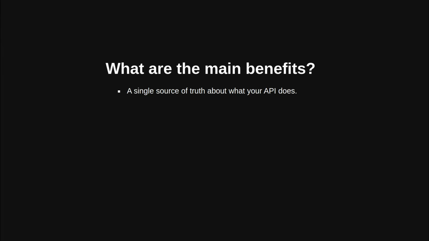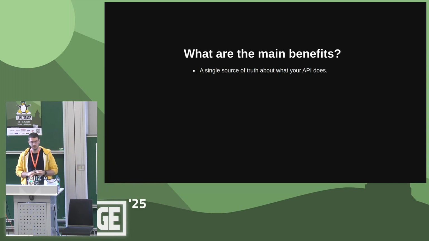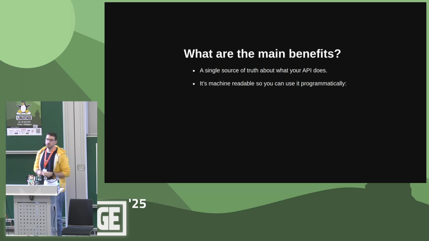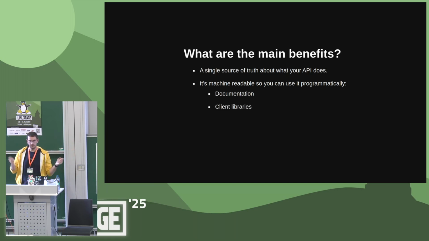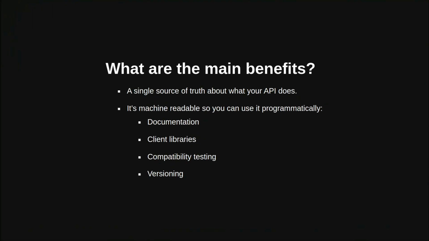So, main benefits, as I said, we have a single source of information for the definition of our API. And also, this is a document that is machine readable. So this means we can use it for generating documentation. We can create our client libraries, which we will see soon. Also, we can do compatibility testing, versioning, and much more.